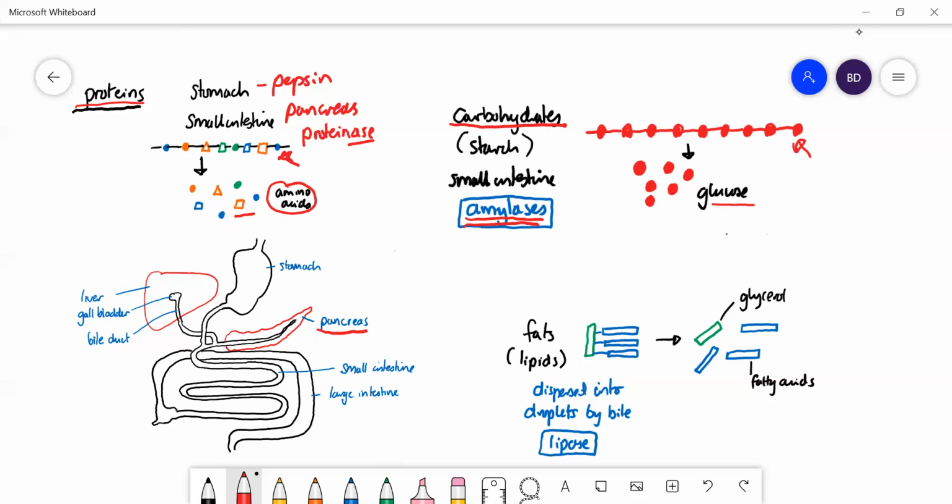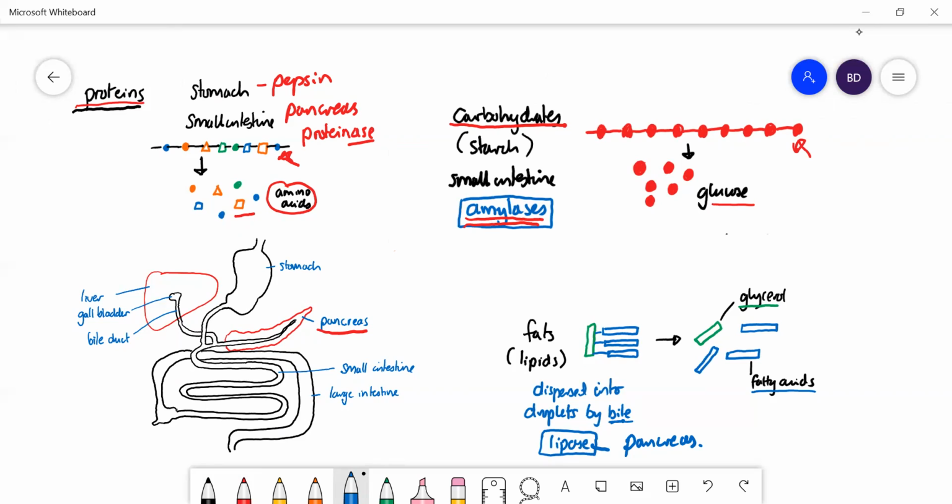Right. Now let's talk about fats, how they're digested. So fats are not polymers, actually, but each fat molecule is made up of 4 things. It's made up of one called glycerol, that green one there, and it's made up of 3 fatty acids, the blue ones there. But they need to be broken down by an enzyme called lipase, which is again produced by the pancreas. But to help the lipase work, first of all, the fat is dispersed into little droplets by bile, which is produced by the liver.